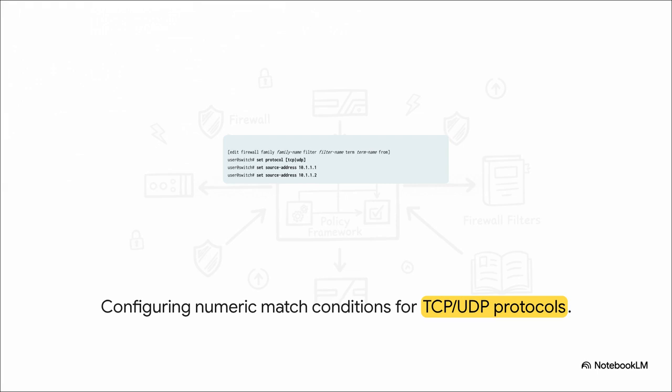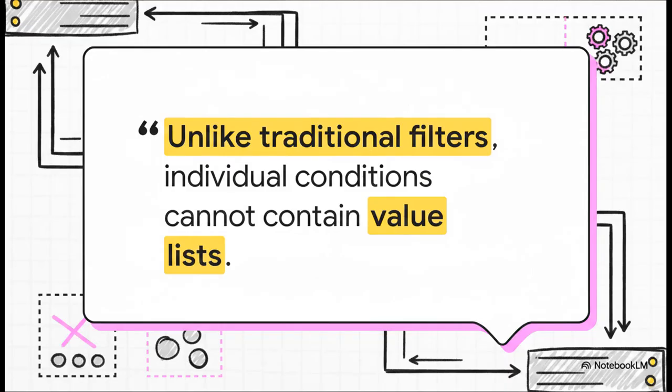It just makes sense. However, you do need to take note of this constraint. If you find yourself working on specific hardware, like the QFX series switches, for example, there are some syntax exceptions. On these specific platforms, individual conditions cannot contain value lists or ranges, and you actually cannot negate conditions using the except keyword. So always check the specific hardware documentation. The foundational logic we covered today remains exactly the same, but the exact syntax constraints can vary just a little bit based on the underlying silicon.